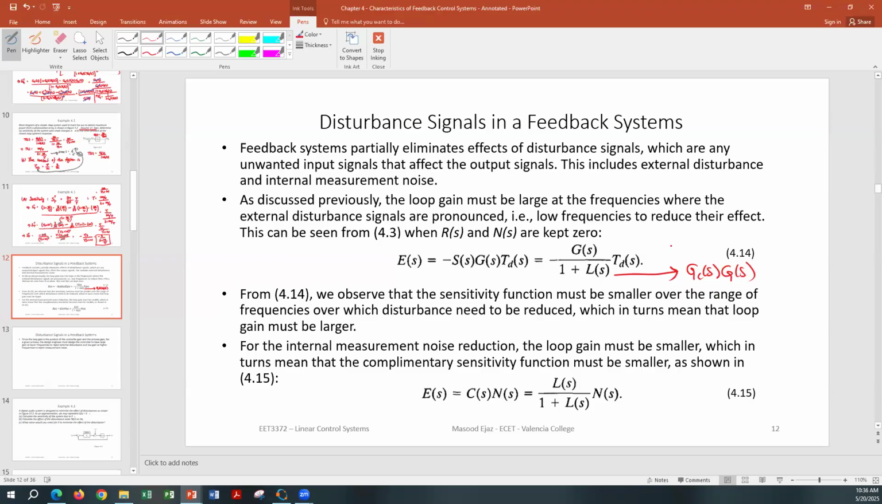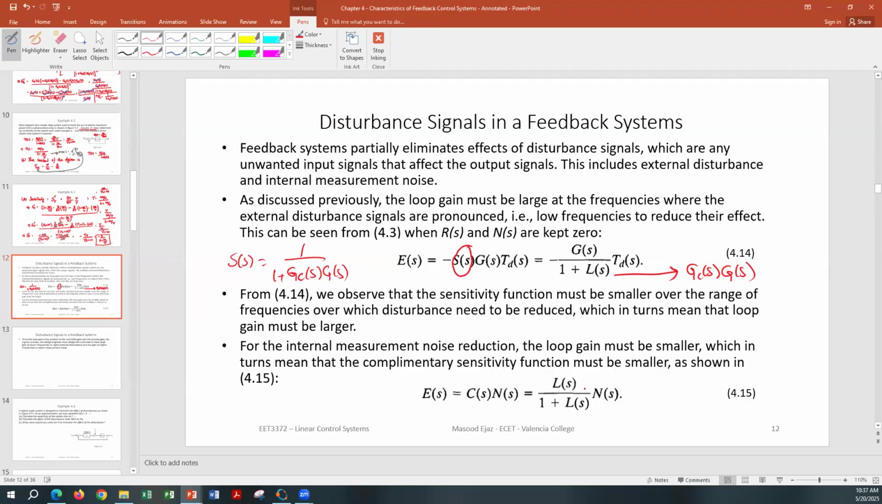So the sensitivity, because this is also the sensitivity, is 1 over 1 plus G_c(s) G(s), or 1 over 1 plus L(s). The sensitivity function must be small over the range of frequencies over which the disturbance signal needs to be reduced. Sensitivity is this right here. To reduce the sensitivity, of course, the controller gain needs to be large.